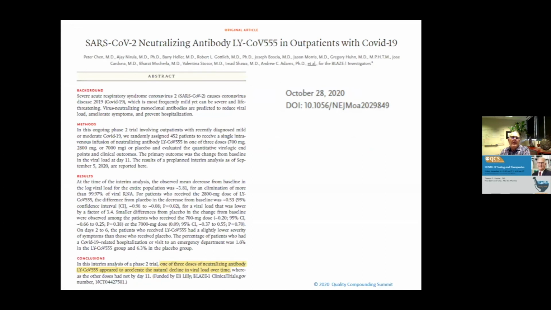Okay, this was a good article by Chen, on SARS-CoV-2 neutralizing antibody in outpatients. Here are the conclusions: one of the 3 doses of neutralizing antibody appeared to accelerate the natural decline in viral load over time. And here that's funded by Eli Lilly. That just came out last week. I wanted to present sort of the latest data because this is changing rapidly.